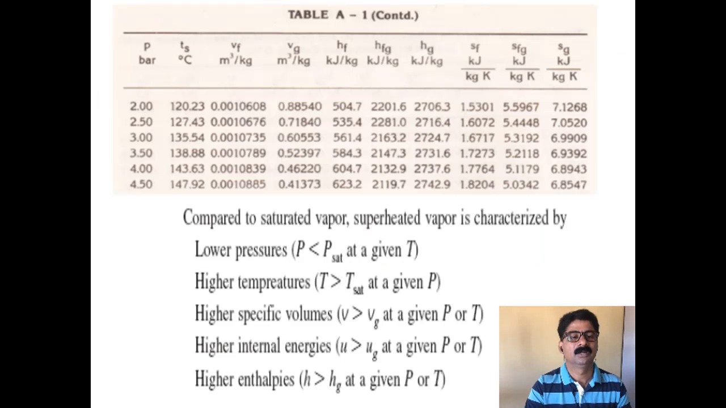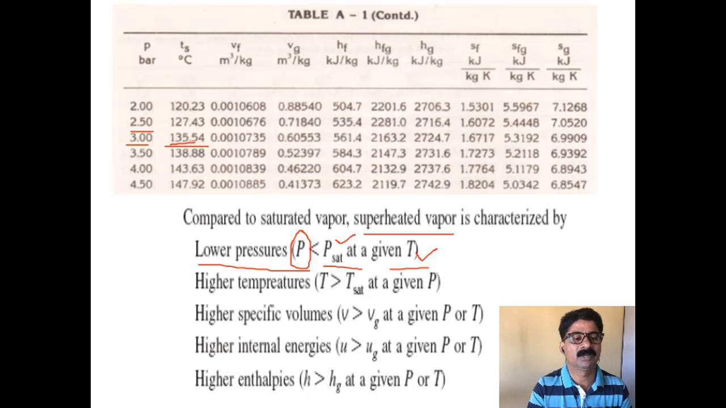Okay. Now let us study the characteristics of superheated vapor with the help of this table. Same table I am using. A vapor can be called superheated vapor if its pressure is less than the saturation pressure at a given temperature. Let the given temperature be 135.54, same value. The saturation pressure P sat is 3 bar at 135.54. Now the actual pressure P should be less for superheated vapor. So let me take the pressure as 2.5 bar.